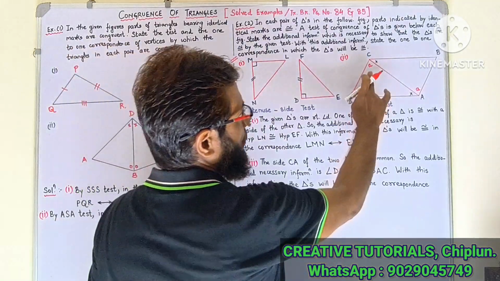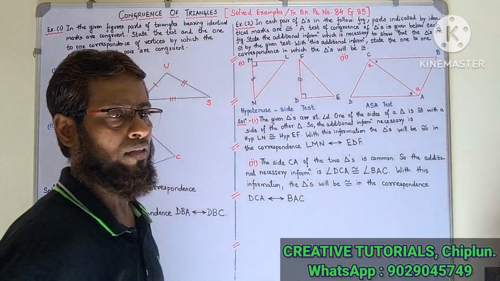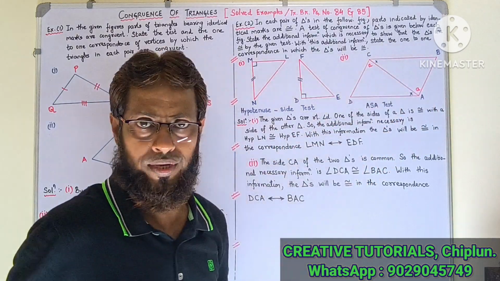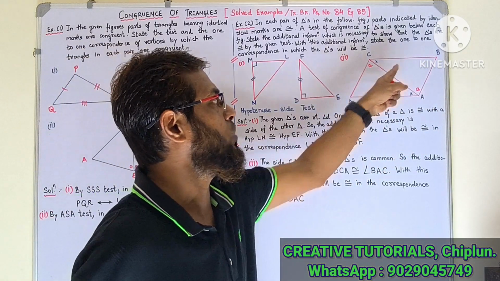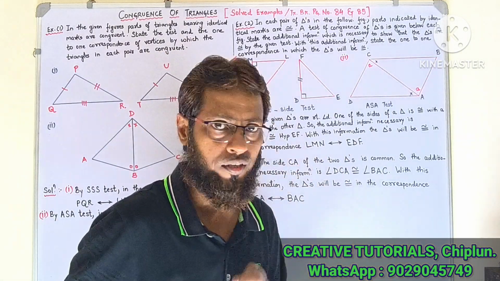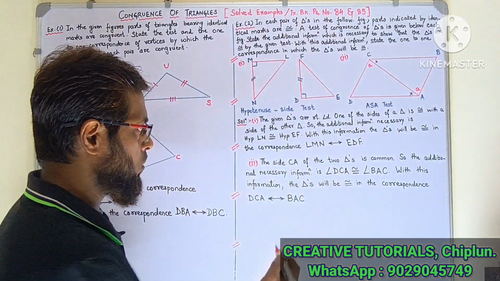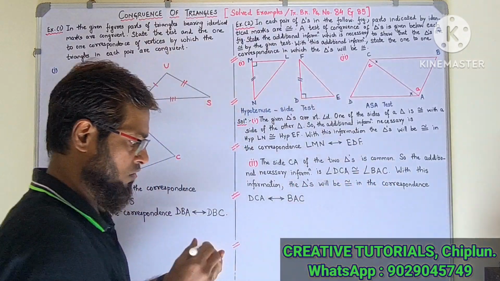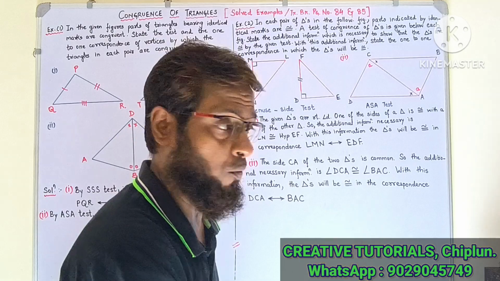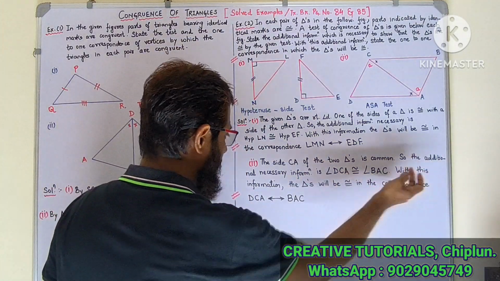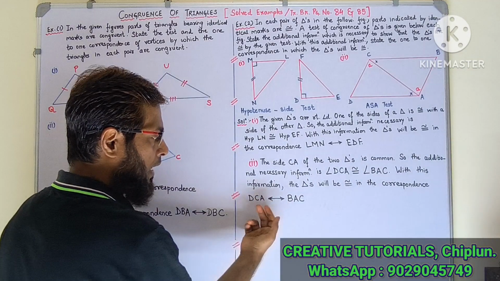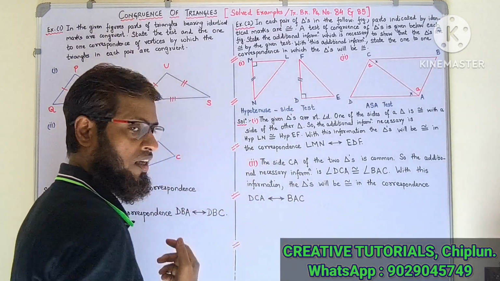that means this angle, correct? So if these two angles, corresponding angles in other words, are congruent, then we can show that these two triangles are congruent by the angle side angle test of congruence. So we have got this also. We have got that additional information which is required. Let us see now what the one-to-one correspondence is. With this information, the triangles will be congruent in the correspondence DCA with BAC.